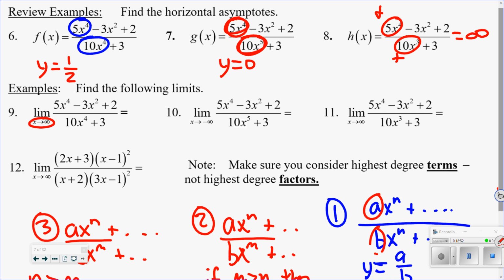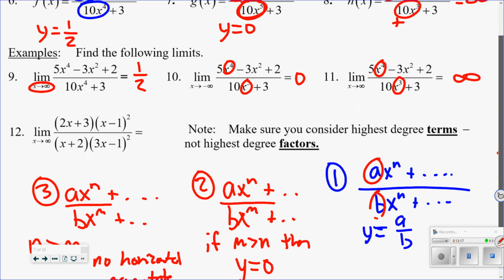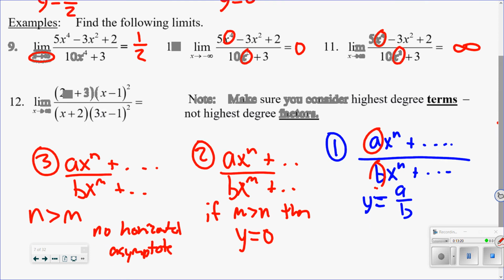So we know this is the same problem we had up here. We know that the y value is going to get closer to a half as I go to the right. As I go to the left on this one, the bottom's bigger than the top. That means it gets closer to 0. This one, the top's bigger than the bottom. That means there is no horizontal asymptote. But we just said you're going to get bigger and bigger numbers back out, so it's going to go to infinity.